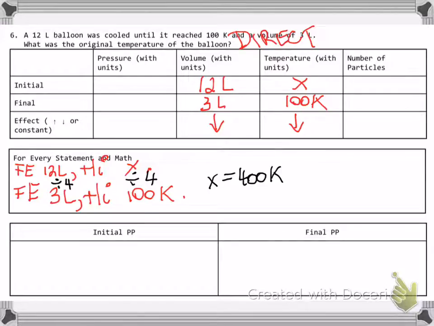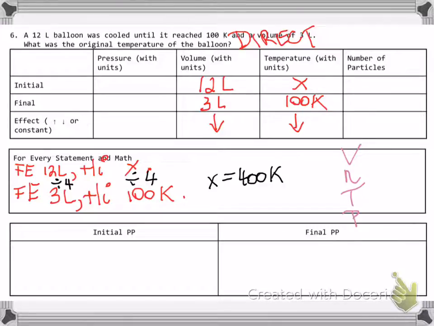Now for the particle picture. The two variables that are changing are volume and temperature. So that means pressure staying the same, so the same number of smashies, and number of particles is staying the same. So as you can remember, we are doing particle pictures in a specific order. So that means that we're going to be doing volume first. Okay, we need to address volume first. Then we're going to address the number of particles, then temperature, and then pressure.